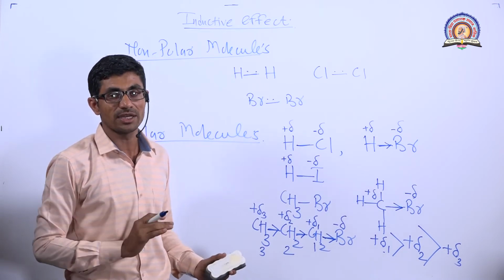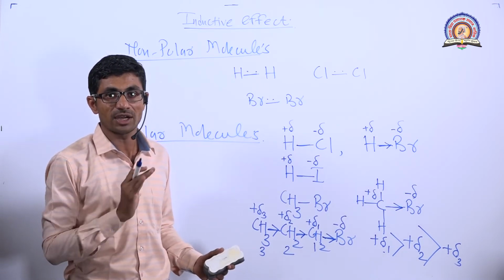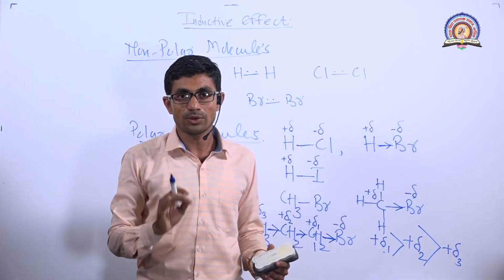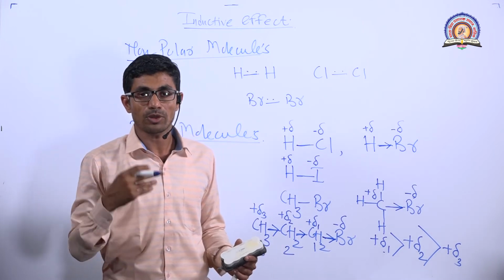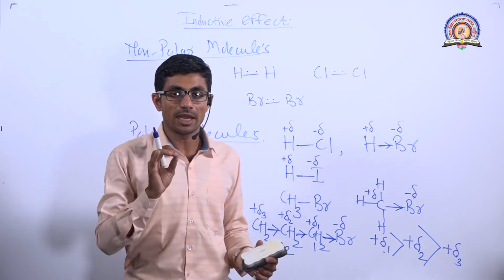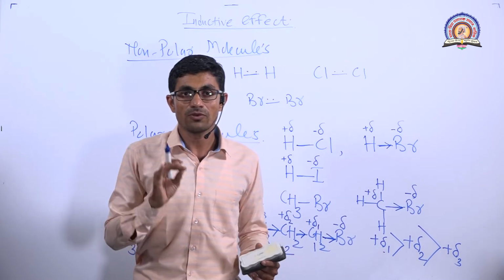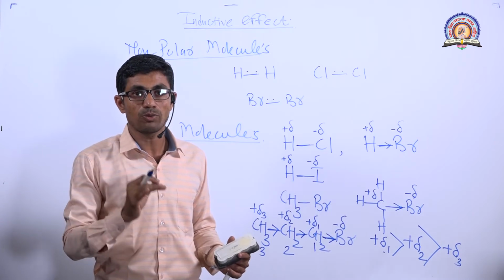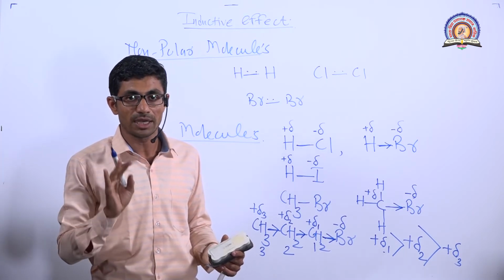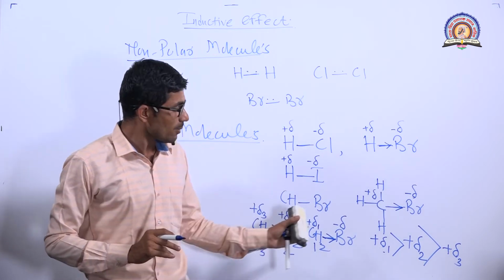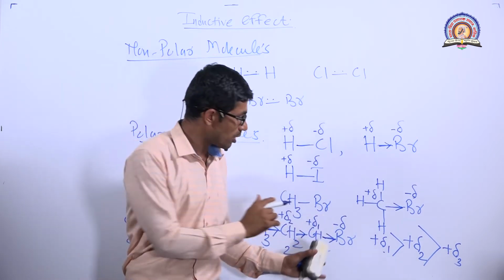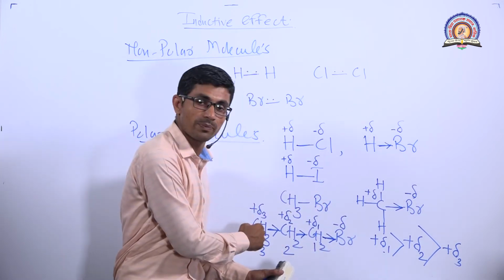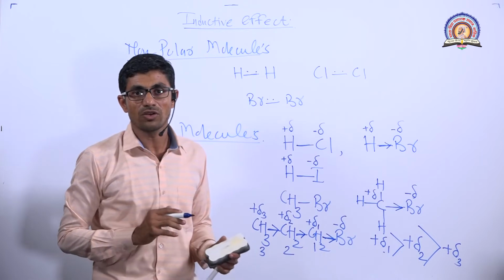So how can we define the inductive effect? We can define the inductive effect in this way. It is the polarization induced in the adjacent bond because of polarization present in one bond. So we can say that polarization induced in the adjacent bond due to polarization present in one bond is nothing but the inductive effect. Here, polarization present in one bond, that is the C-Br bond, is induced in the adjacent bond, and that is nothing but the inductive effect.